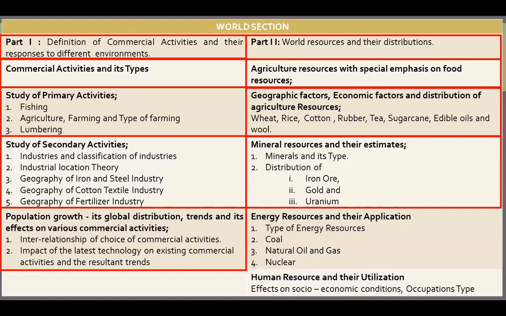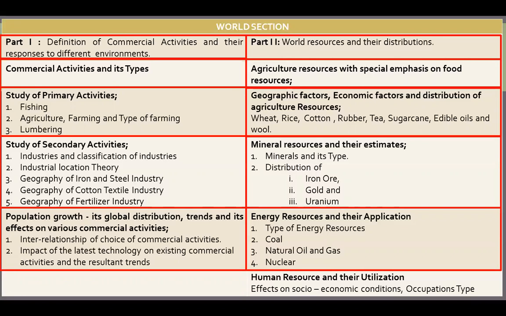The most important minerals we are studying in our course are iron ore, gold, and uranium. And at the end of the world section, we have energy resources and their application. This is a very extensive topic, because here we can study the nature of the resources, whether it is a renewable or a non-renewable resource.